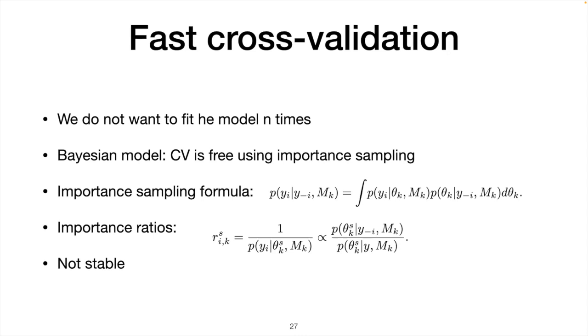Now, it depends on i, right? Because when you compute a different data point, you have a different importance ratio. You have to compute this importance sampling procedure for each data point. But it's relatively cheap because the cost here, compared with the MCMC sampling, is negligible. But the problem is that it's not stable.